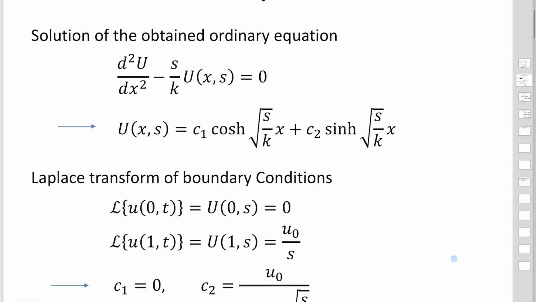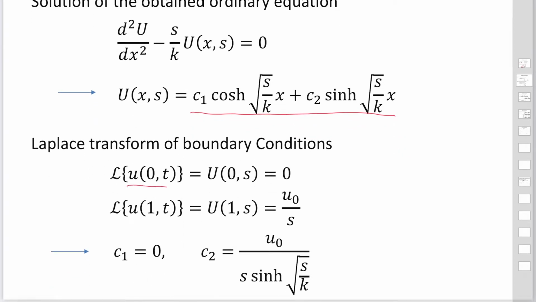The solution of this ordinary differential equation is expressed as c sub 1 hyperbolic cosine of square root of s over k times x, plus c sub 2 hyperbolic sine of square root of s over k times x. This is the solution. Then we need to determine the coefficients c sub 1 and c sub 2 using the boundary conditions. So we need the Laplace transform of the boundary conditions of u at x equals 0 and u at x equals 1.